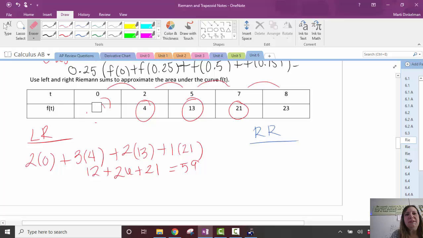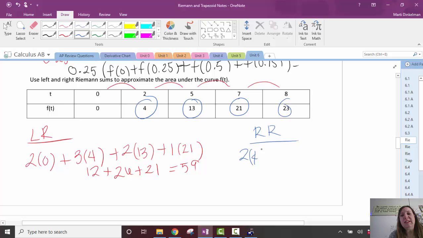Okay, so let's do the right Riemann sum. So this time, I'm going to pick the y coordinates on the right. Okay, so first one, still with the 2, but this time I'm going to pick the 4. Second rectangle, 3 by 13. Third rectangle, 2 by 21. And the last rectangle is that 1 by 23. This one seems like it's going to be quite a bit bigger.